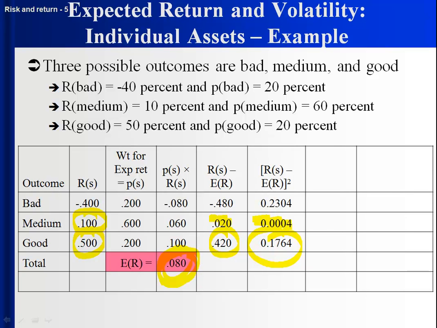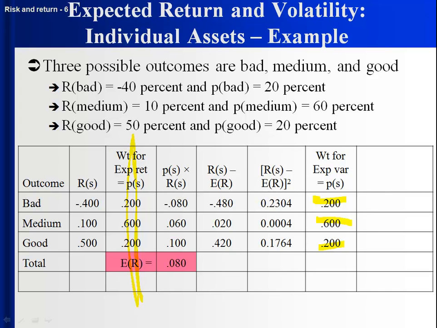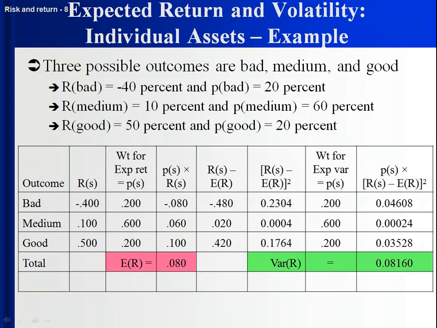What are our weights for these squared deviations? They're simply the probabilities of those things happening. You don't make any adjustments: 0.2, 0.6, and 0.2. Multiply the weight times the squared deviation, and then you add them up, and you get the variance. So the variance in this case is 0.08160. Standard deviation is just the square root of that, 28.6%. So it can be done in a rather methodical way.